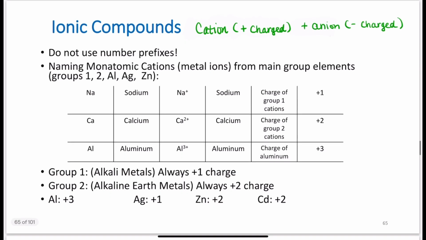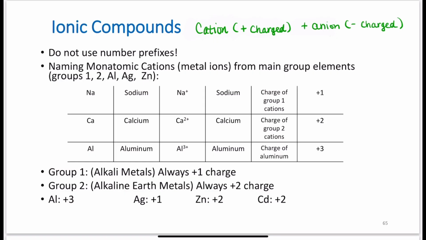The thing about ionic compounds is we're not going to use prefixes. So do not use number prefixes. We do that in molecular naming. We use prefixes to clearly state how many of each type of species or atom we have in the compound. We don't do that for ionic compounds, though. We instead use the formula to derive the charge or use the name to derive the charge, whichever way we're going. And you need to be able to do that.